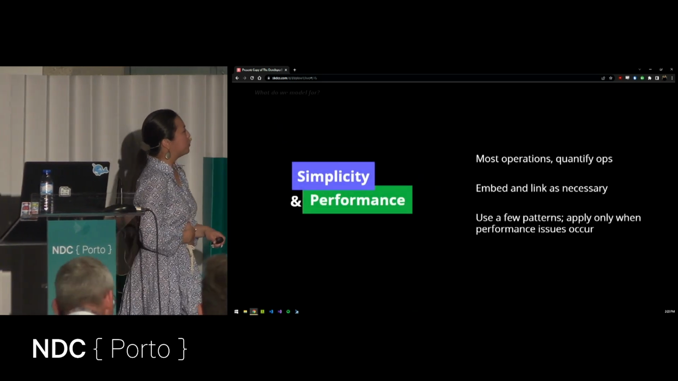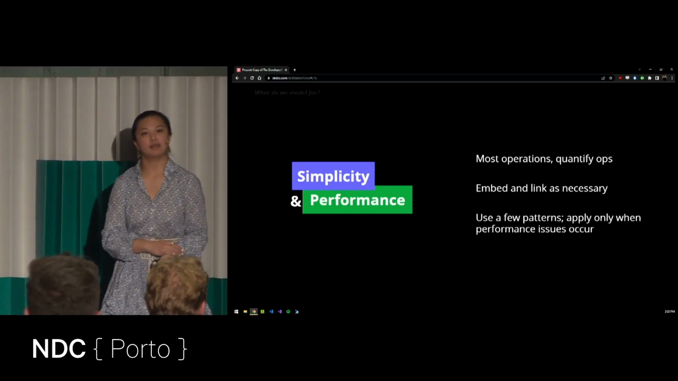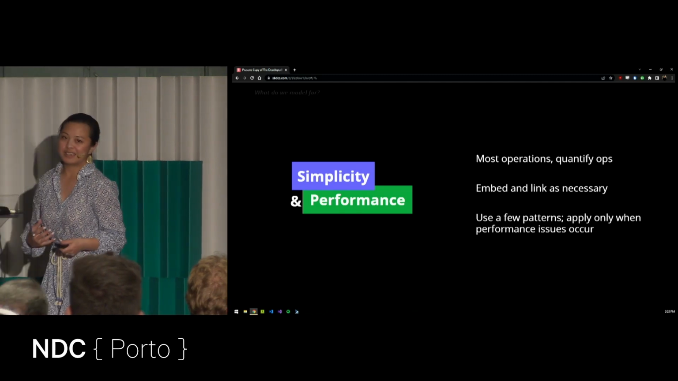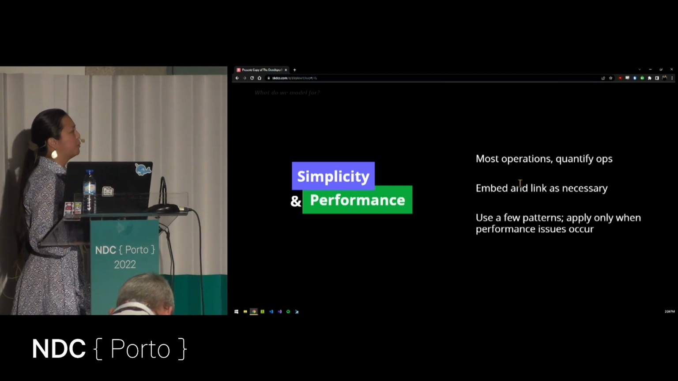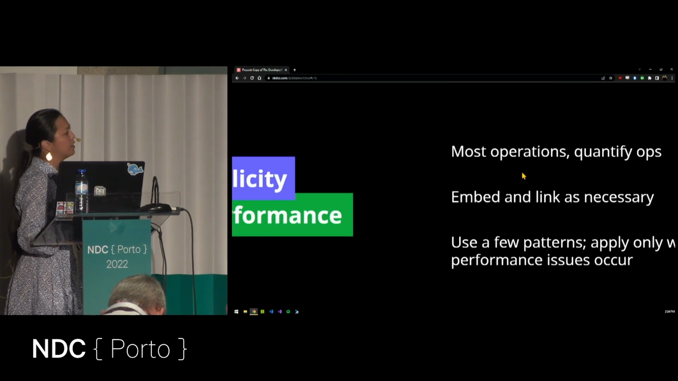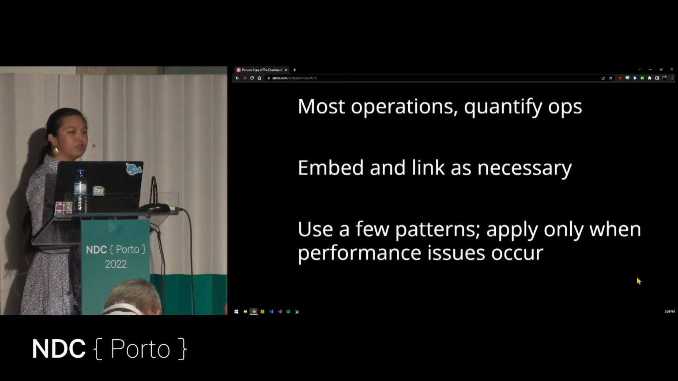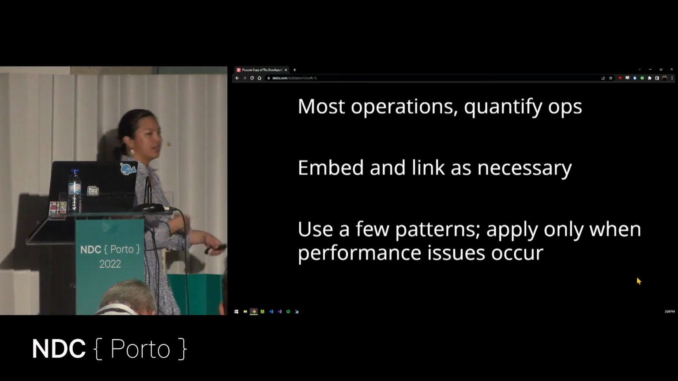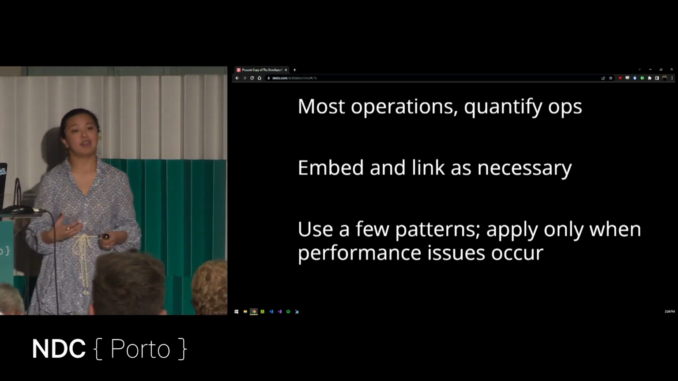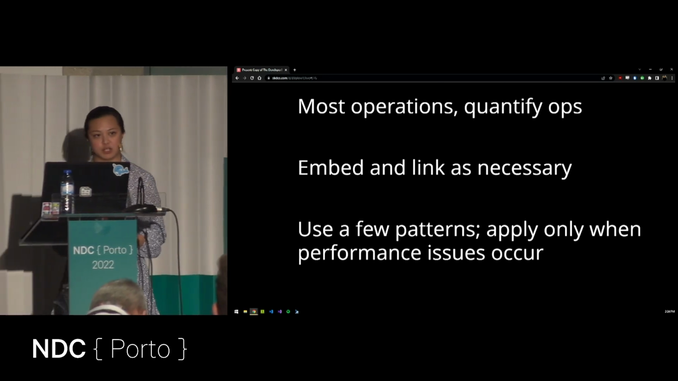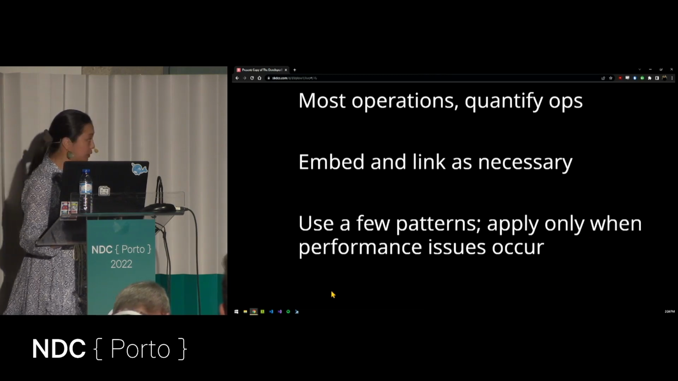So if you want to model for simplicity and performance, it's pretty self-explanatory. You're going to fall somewhere in the middle. You want to make your data model as simple as possible by following these things. You go through most operations and you quantify them. You embed and link as necessary, and you only use maybe a few patterns. And again, I can't stress this enough, you only start to apply more if you find that you are starting to find some performance issues, because that's where you'll start to see some changes as you change your data model.